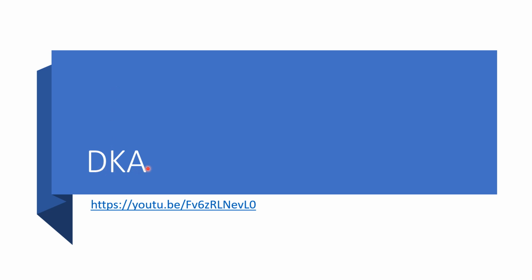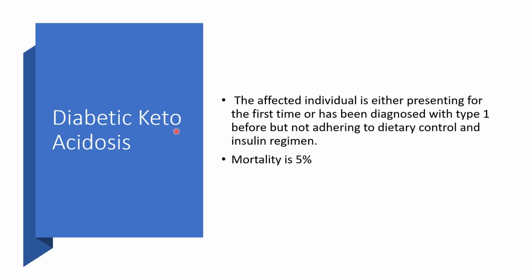Now, diabetic ketoacidosis. What to start with? You can click on this very link to get full info and a separate presentation by me, all on diabetic ketoacidosis. You can follow this link. Now, diabetic ketoacidosis. The affected individual is either presenting for the first time or has been diagnosed with type 1 diabetes mellitus before, but not adhering to dietary control and insulin regimen.